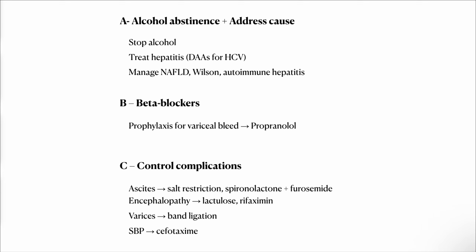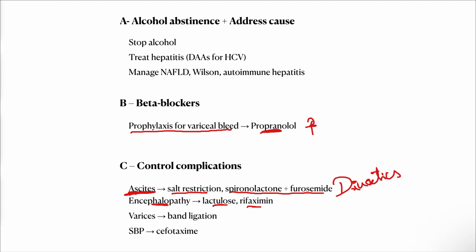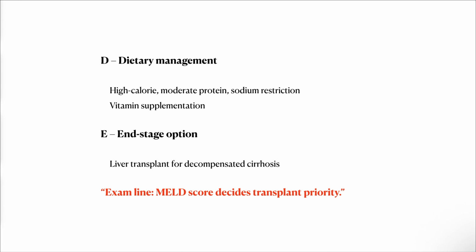Moving on to the beta blockers. Prophylaxis for variceal bleed, which is propranolol, which is a beta blocker. To control complications such as ascites, where you have to restrict salt, we give spironolactone along with furosemide, which are all diuretics. And then to control encephalopathy, we give lactulose and rifaximin. For varices, band ligation.